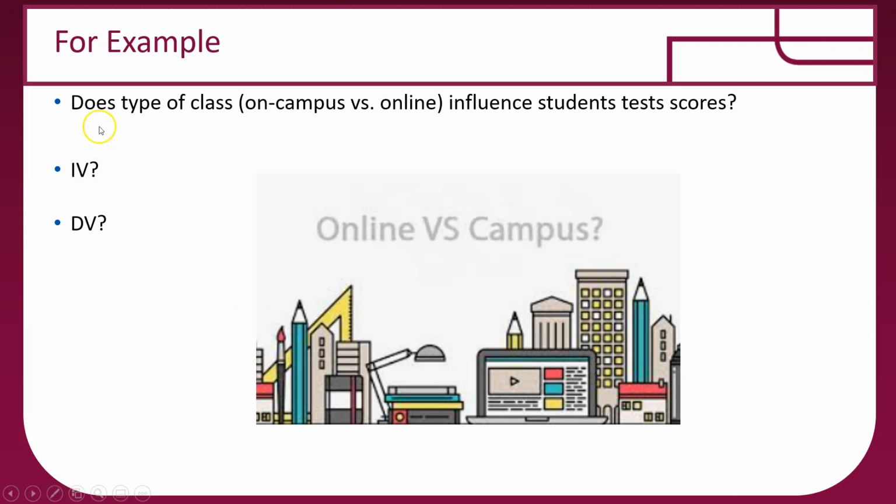So if we had this question of, does type of class, on campus versus online, influence students' test scores? What's our independent variable and our dependent variable? Think about this for 1 second, or pause. Our independent variable would be type of class, and our levels are on campus versus online, right? Because this is the cause. And the effect, or the measured variable, would be test scores.